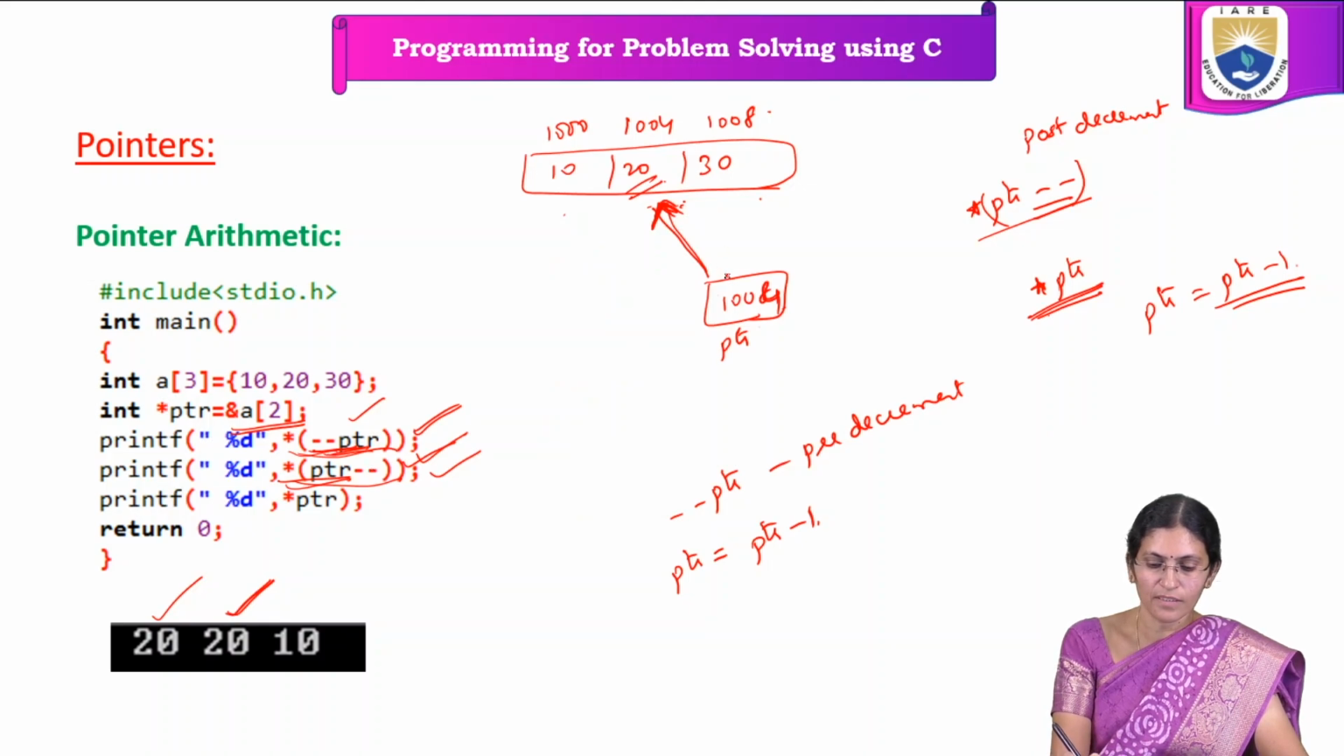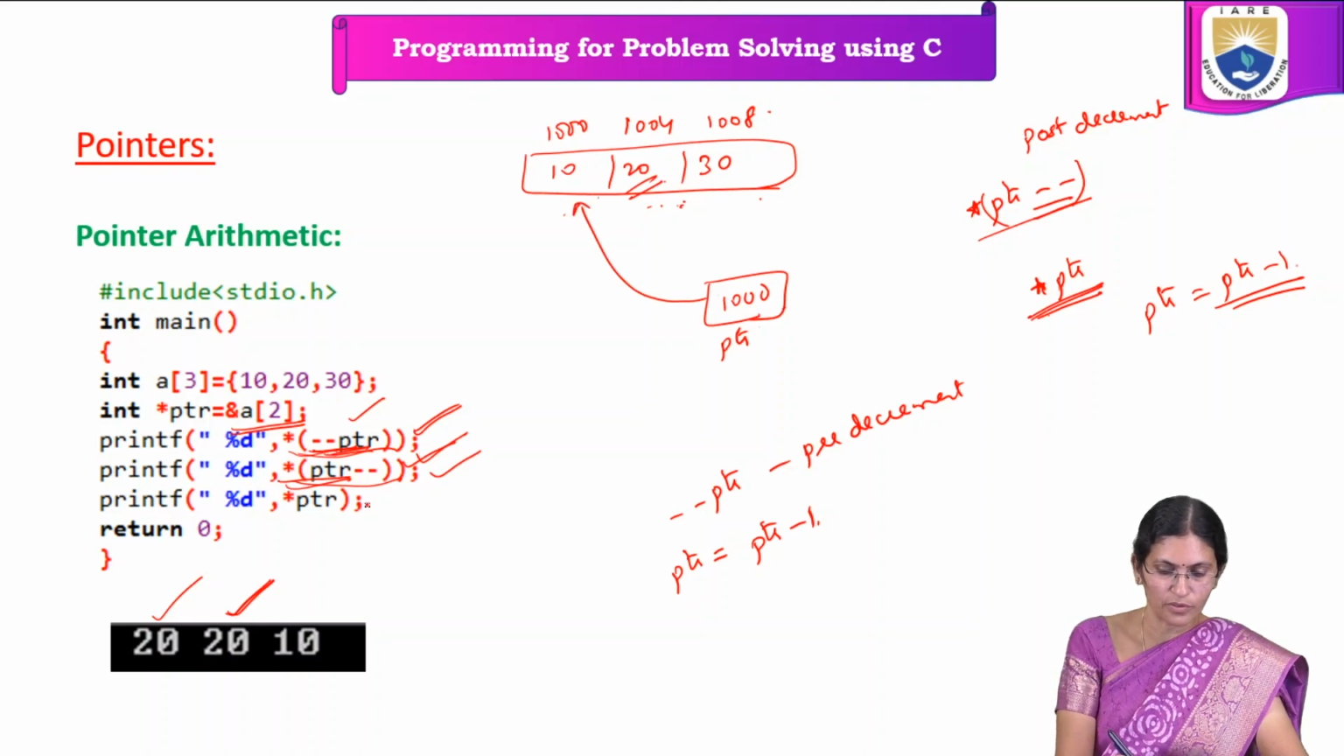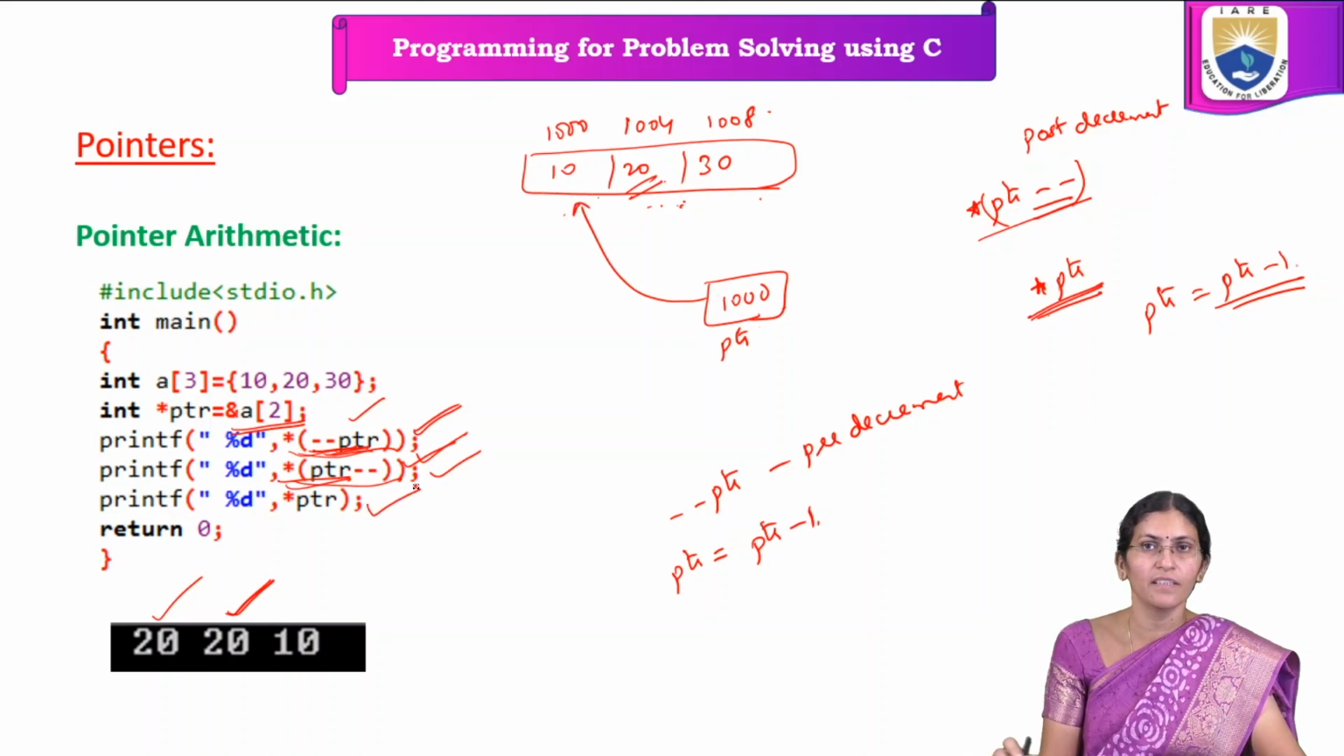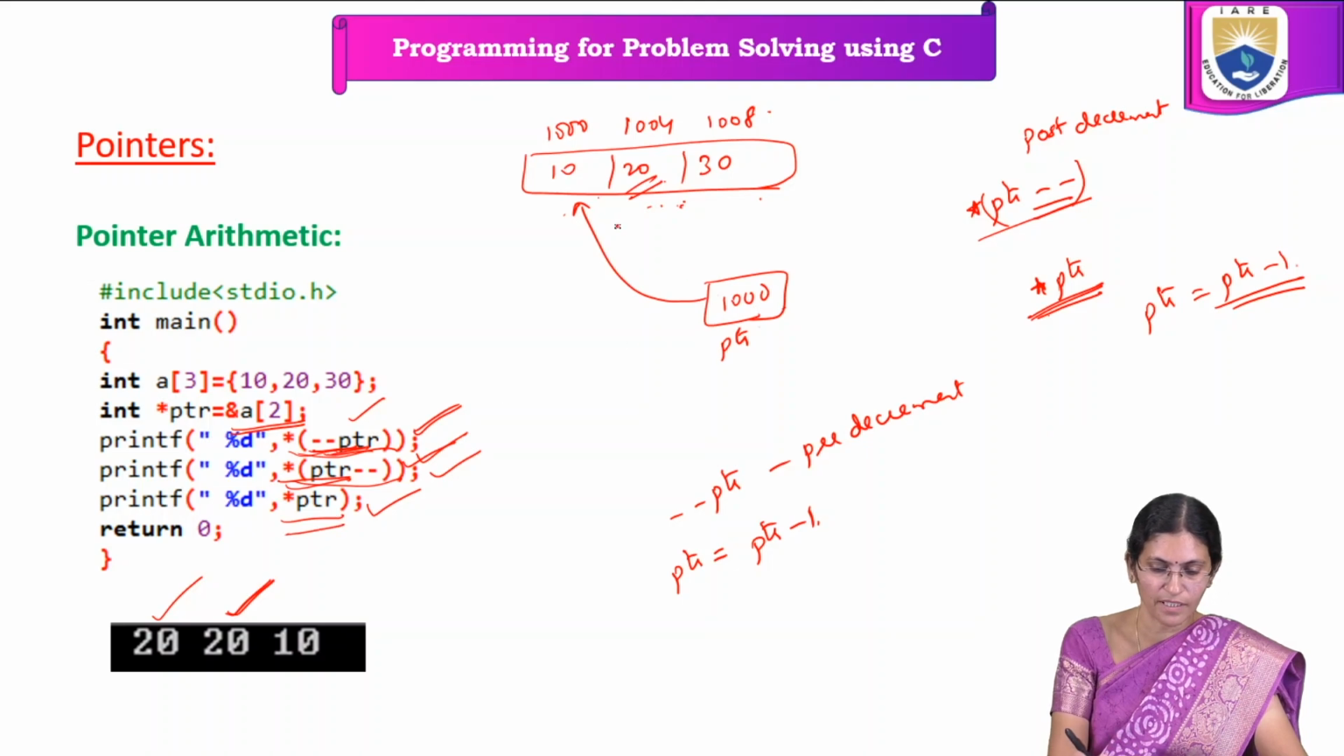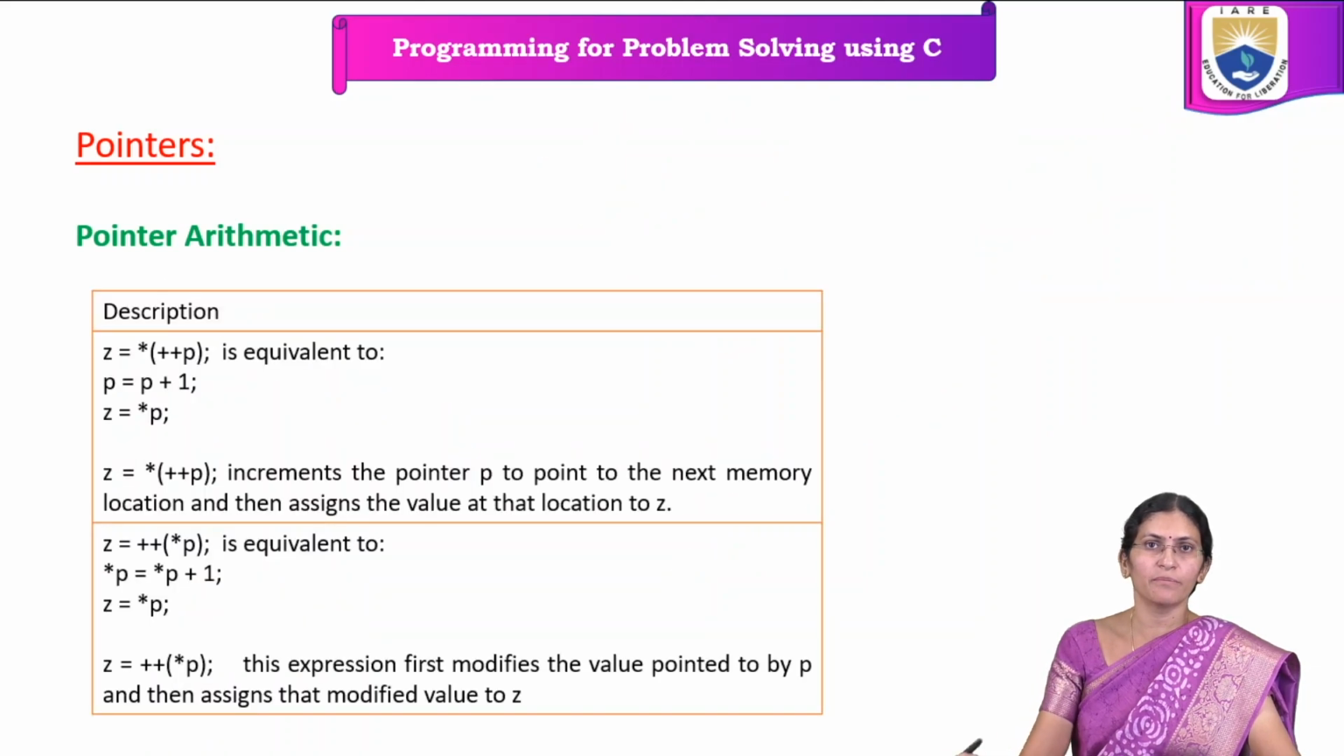After that, its PTR value will be decremented by 1. Now it will store the address of the first element of the array. So if you try to print the value at this address, the value is 10. So that is the output of the third line. In this way, we can perform pointer arithmetic.